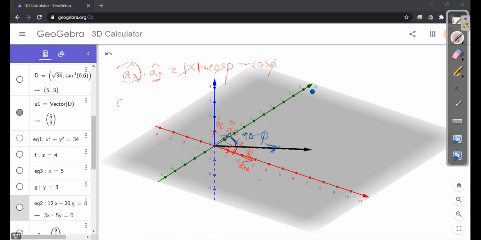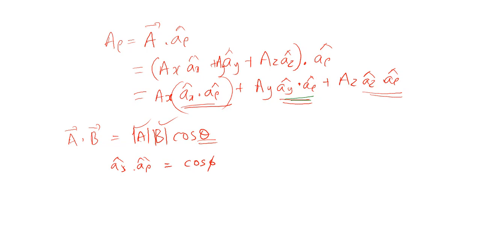So arrow cap dot AY cap or AY cap dot arrow will be the modulus of first into the modulus of second into cos of angle between them, which is 90 minus phi. So we know that cos 90 minus phi is sin phi. So we got the second relation also. So what is that? AY dot arrow cap is equal to sin phi. Correct? Okay.